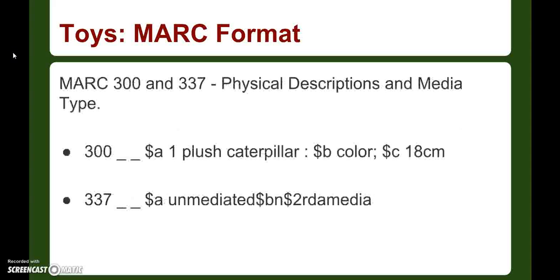MARC 300 and 337 fields, again, are the physical description and the media type. In the 300 field, it was one plush caterpillar, it's colored, and it's 18 centimeters. In the 337 field, it lets us know that nothing is needed to play with this item, so it is an unmediated item.